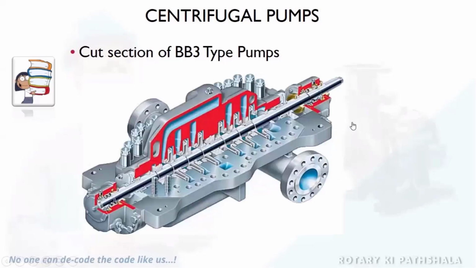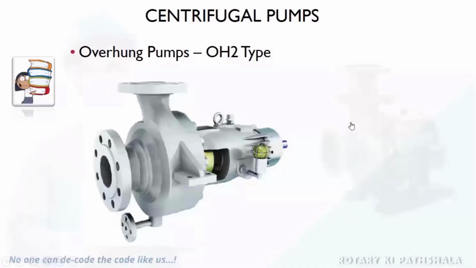Now the next configuration is the OH2. We saw the between bearing pumps, where the impeller was mounted between the two bearings in both cases. But here it is called an overhung pump. The name itself suggests that the bearings are only on one side. Both the bearings are on a single side, so it is a kind of cantilever arrangement. That's why it is called an overhung pump.